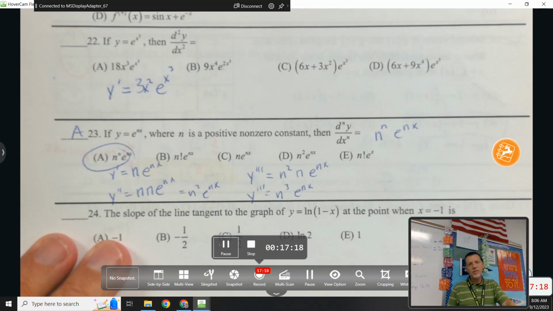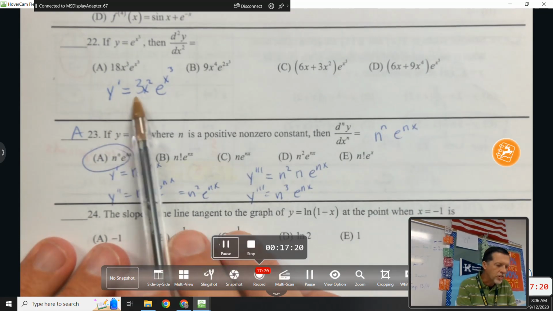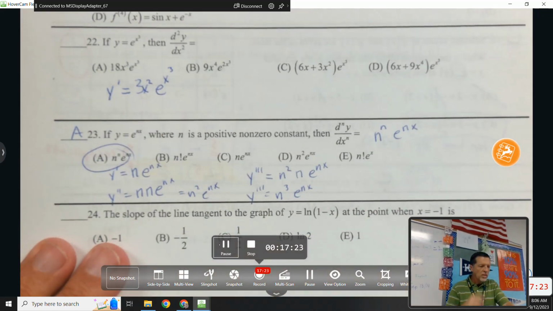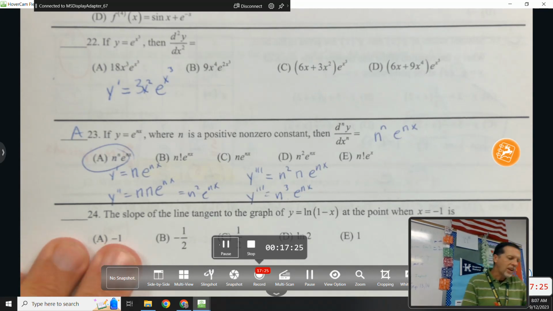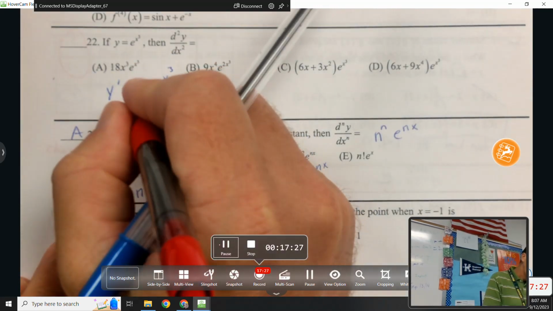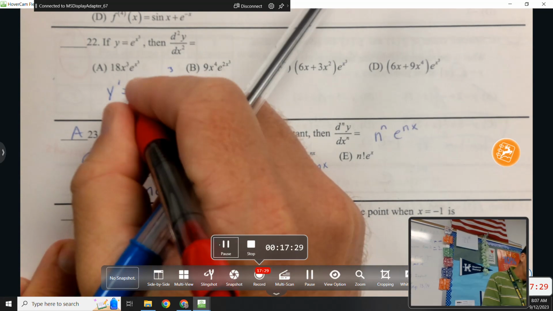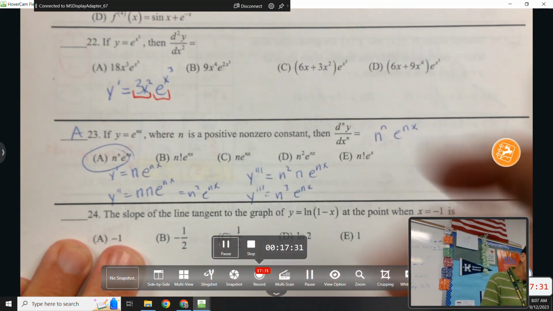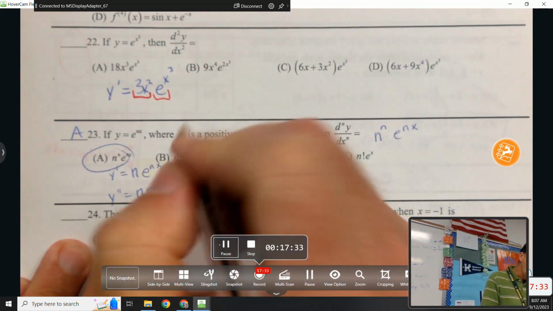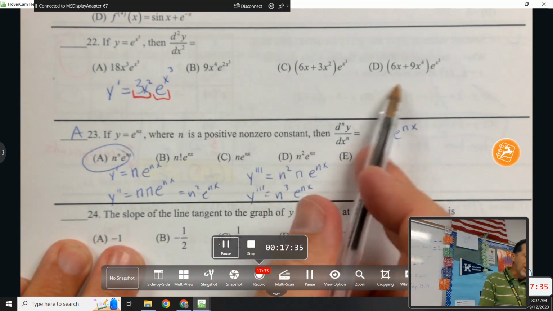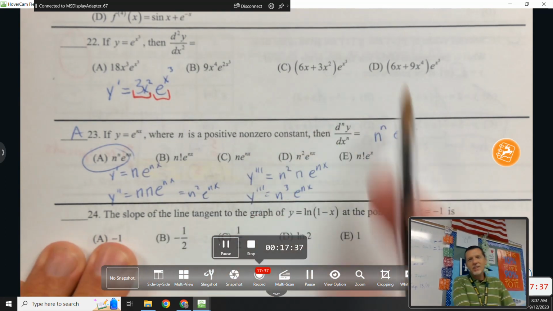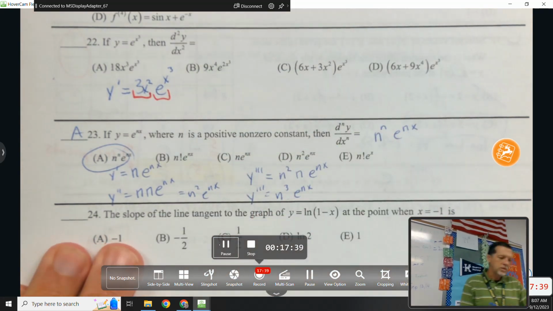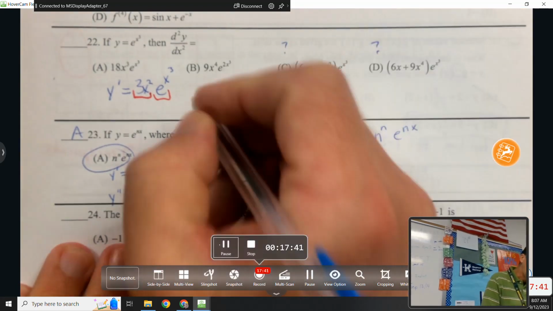Now I need a second derivative. I wonder if that's one of my answer choices. Nope. What's it going to take to find the second derivative? What rule is going to be involved here? Product rule. So without even doing anything, I bet my answer is C or D because that looks like the result of a product rule. So I'm guessing it's C or D. Let's see.